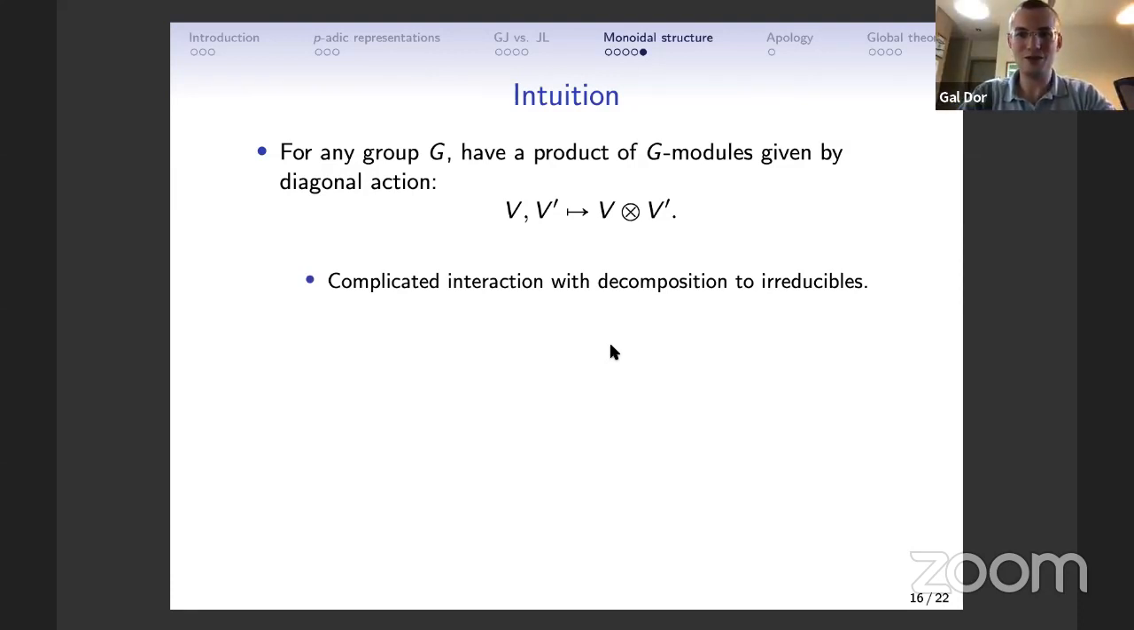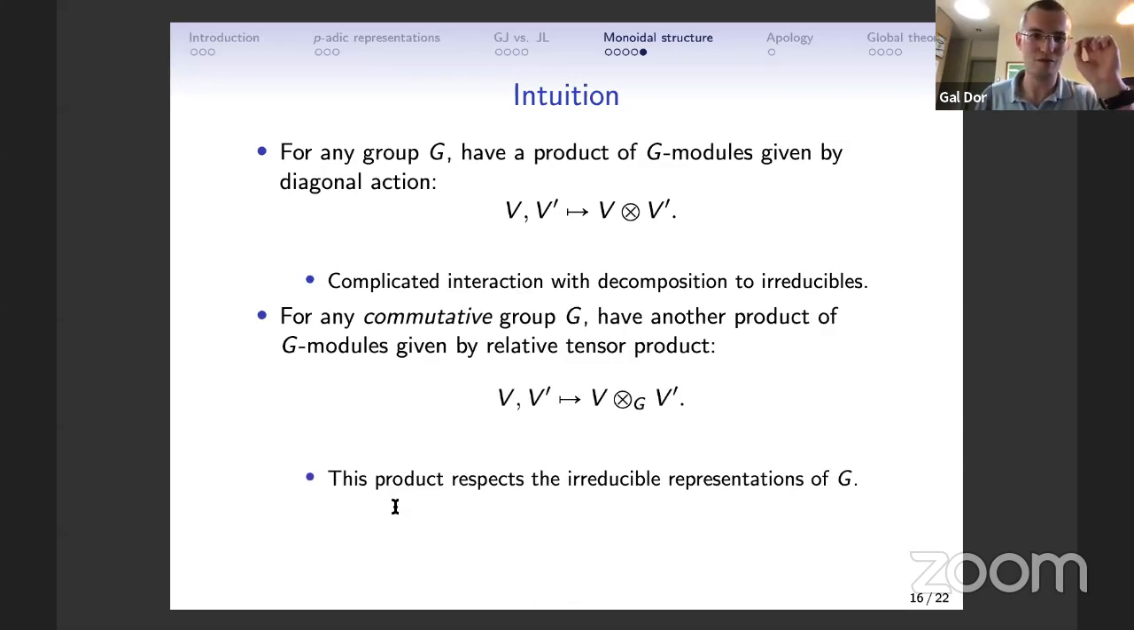To my understanding, what you asked is how this multiplicative structure is related to the multiplication of modular forms, which is another kind of multiplication that exists. I would answer with this slide, where I gave the example that there are two kinds of products over general groups. You have this diagonal product, which badly interacts with irreducibles. And you also have this relative tensor product that exists only for commutative groups, which respects the spectral decomposition.